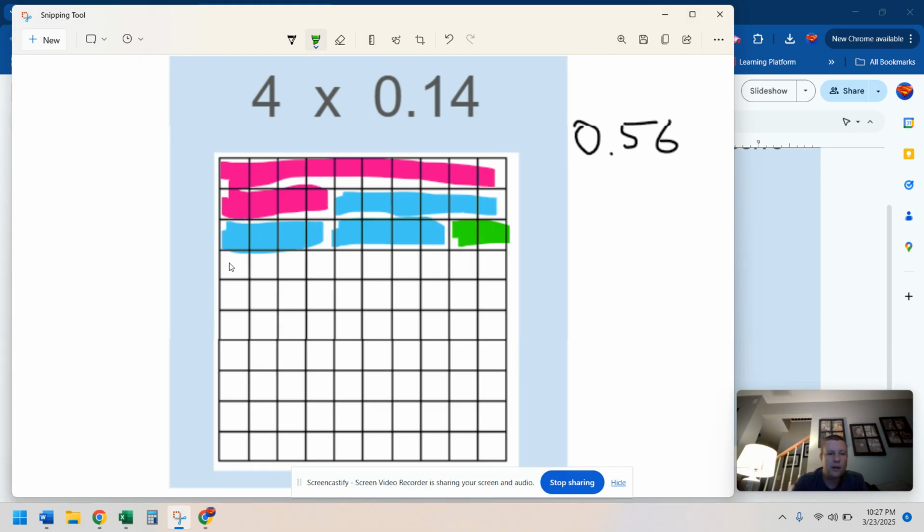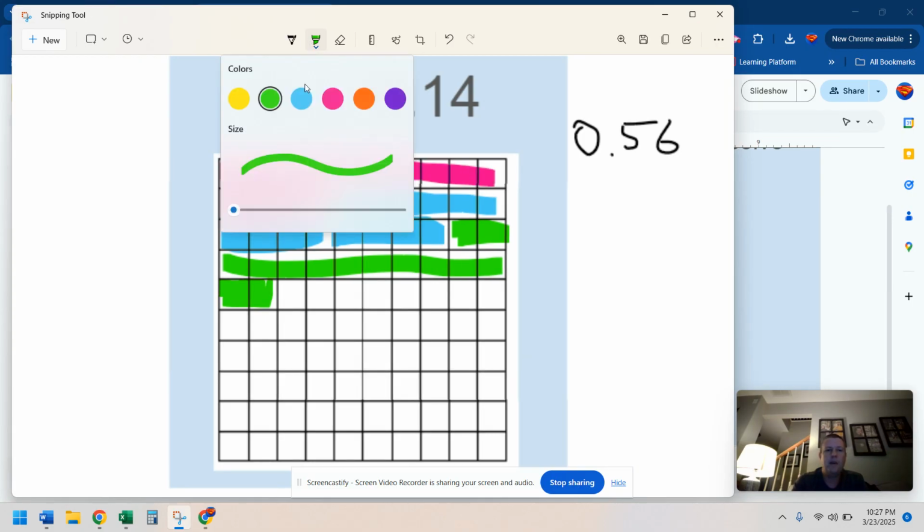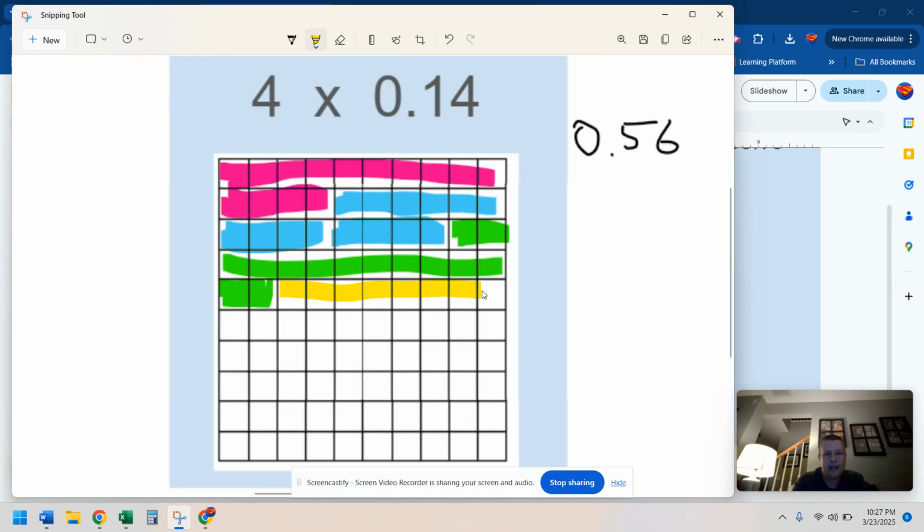So 2, 12, 13, 14. And then another group of 14. So that's 8, 9, 10, 11, 12, 13, 14. Now I've drawn 4 groups of 14 hundredths, but now it's easier to add because there's no spaces. So I can just go 10, 20, 30, 40, 50, 51, 52, 53, 54, 55, 56. So you get the same answer either way. It's just which way is going to be easier for you. So you're going to try those out today, see which way you like.